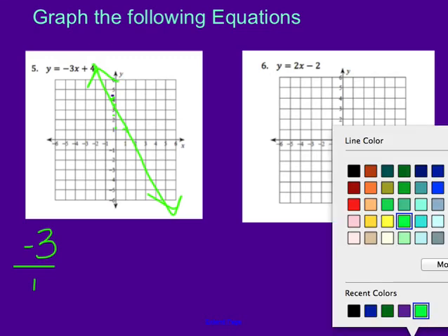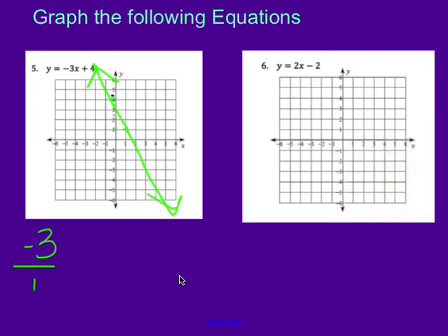Now let's take a look at number 6. So for number 6, we're crossing the y-axis at -2. So here's the x-axis. I'm going to go down 1, 2 on the y-axis, and I'm going to plot that point. Then my slope is 2.